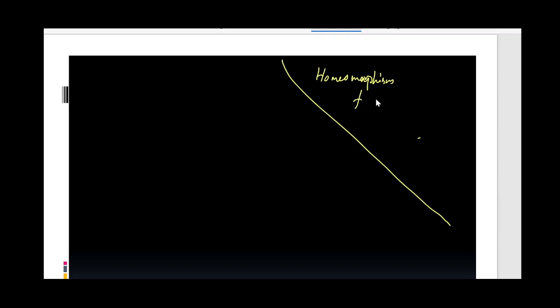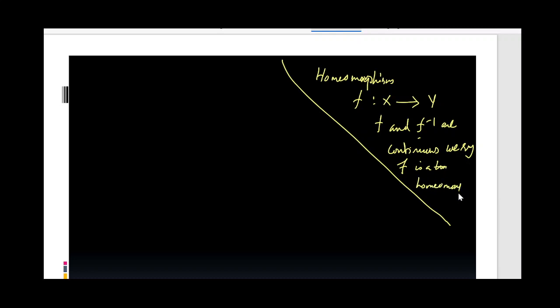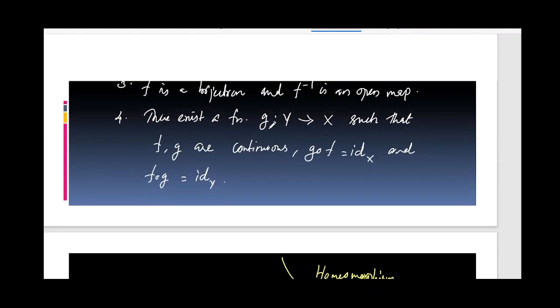Homeomorphism. Suppose you have two topological spaces X and Y and a function f from X to Y. Now if f and f inverse are continuous, we say f is a homeomorphism. Now with this definition, just to check what are the given equivalence conditions.